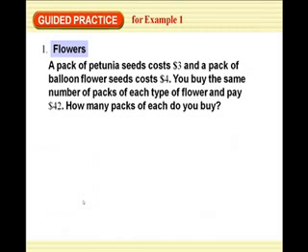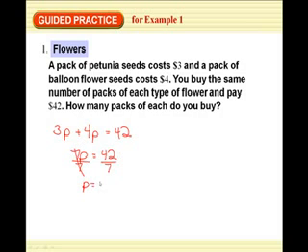So for the guided practice, a pack of petunia seeds costs $3 and a pack of balloon flower seeds costs $4. You buy the same number of packs of each type and pay $42. So how many packs do you buy? So let's use P. So you buy 3P plus 4P equals 42. So 3P plus 4P is 7P. Divide both sides by 7. This is algebra. I want to see all of that work. So you're buying 6 of each type, 6 packs of each of those.